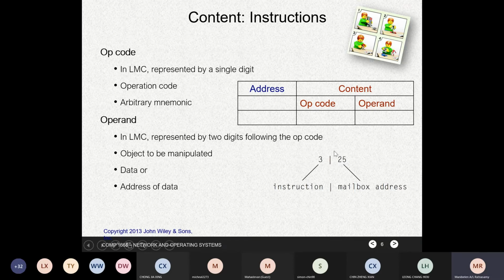An example is provided down here, 3 and 25. So in LMC, in Little Man Computer, the opcode normally will be represented by a single digit. Yeah, we call it operation code. Whereas the operand can be 2 digits, because the total is 3 digits, isn't it? Total is 3 digits. So the operand will be 2 digits. So the total will be 3 digits: 1 digit here, 2 digits.